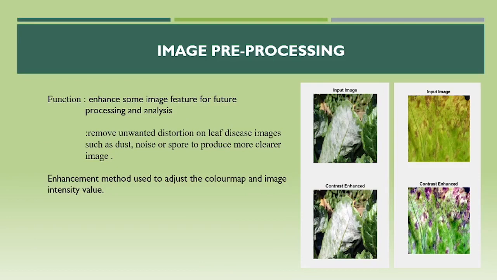It also has to function to remove unwanted distortion on the leaf, such as dust, noise, spores, or other things to produce a clearer image. So in this image pre-processing, we use the enhance method. With the enhance method, we adjust the color map and image intensity value, so the output image will be clearer and the disease spot will be more focused.